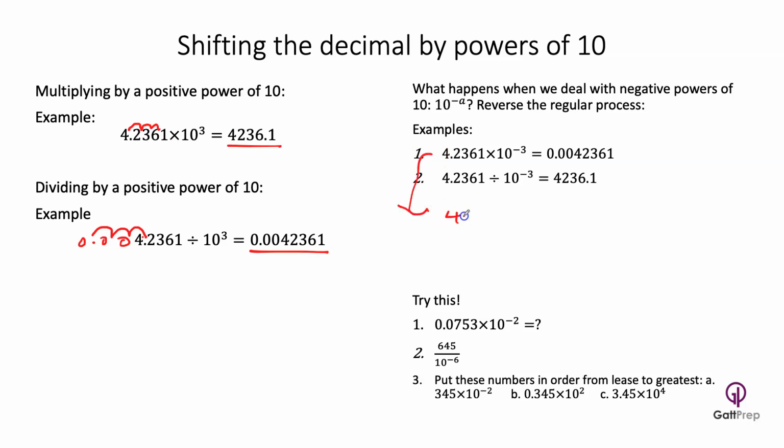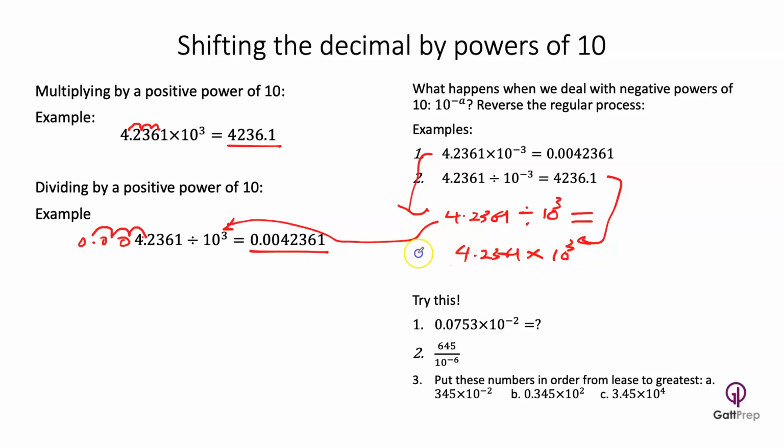So here, instead of this, you will have 4.2361 divided by 10 exponent 3, and then you will shift. This becomes like this, and then this solution here becomes 4.2361 times 10 raised to the power 3, and then this becomes like this. So just switch the signs around to change the negative power to a positive power.